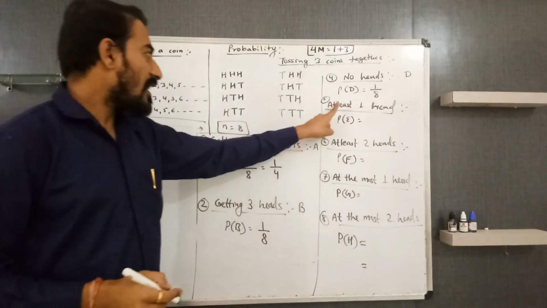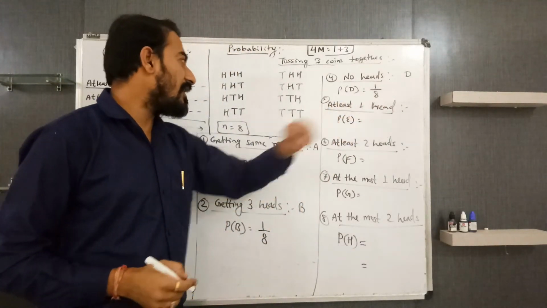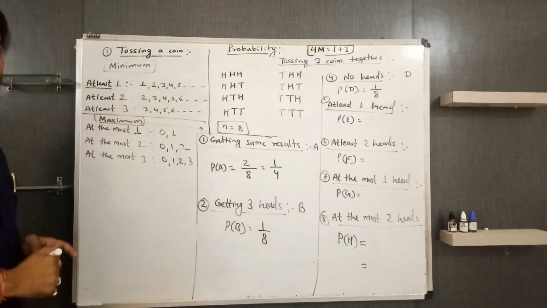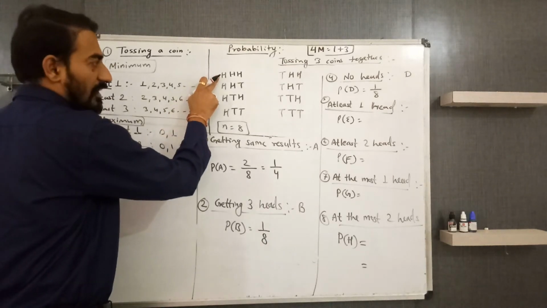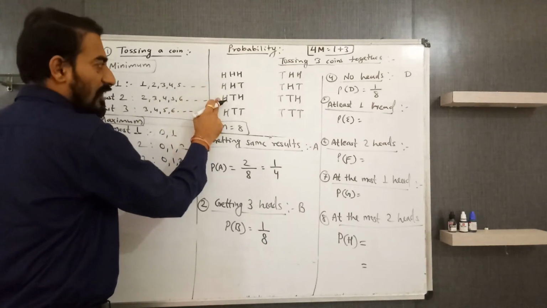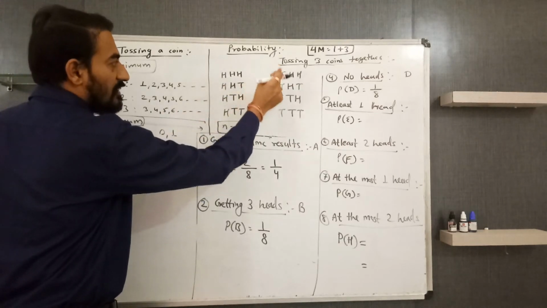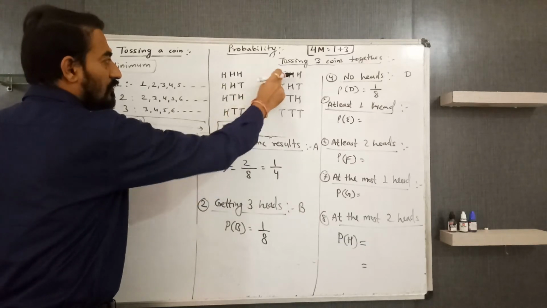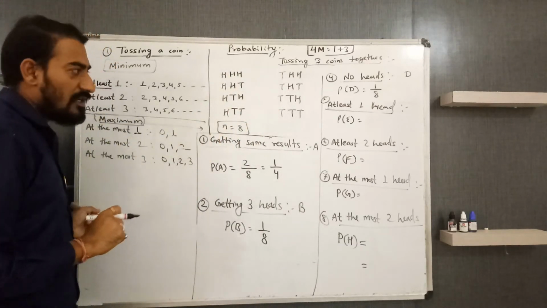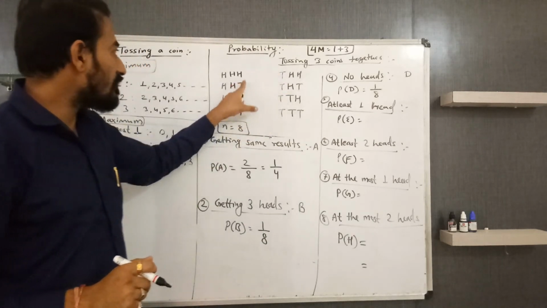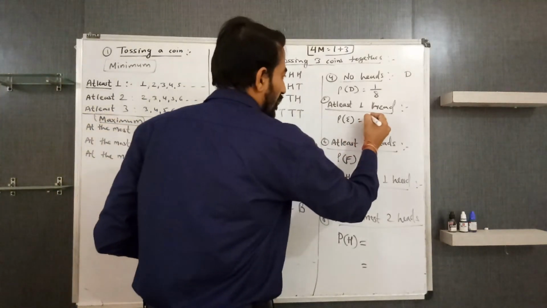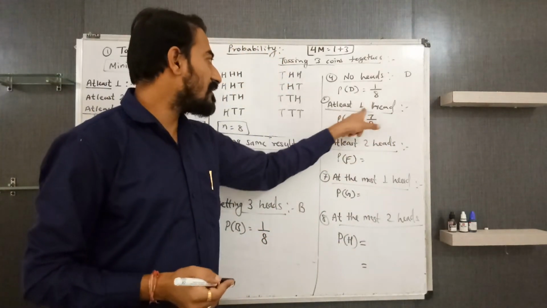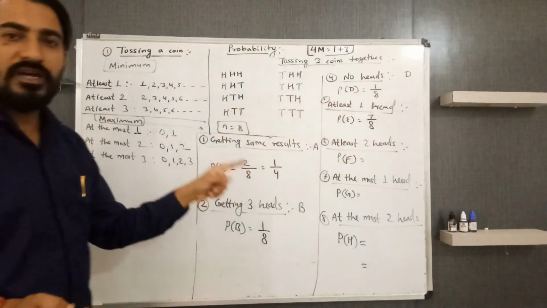Now next, at least 1 head. At least 1 means 1, 2, or 3 heads you can take. 3 heads can be taken, 2 heads can be taken, 1 head can be taken. All these outcomes can be taken. So we have 7 outcomes for this event. So it will be 7 by 8. The same question can be asked for tail also. At least 1 tail, then also you will have 7 by 8.